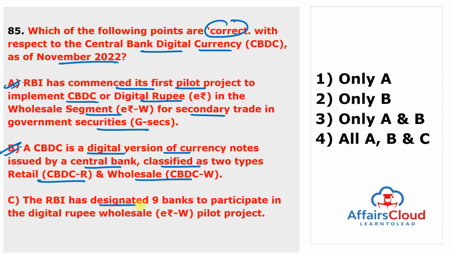RBI has designated 9 banks to participate in the digital rupee wholesale pilot project. And these 9 banks are State Bank of India, Bank of Baroda, Union Bank of India, HDFC, ICICI, Kotak Mahindra, and so on. This statement is also correct.